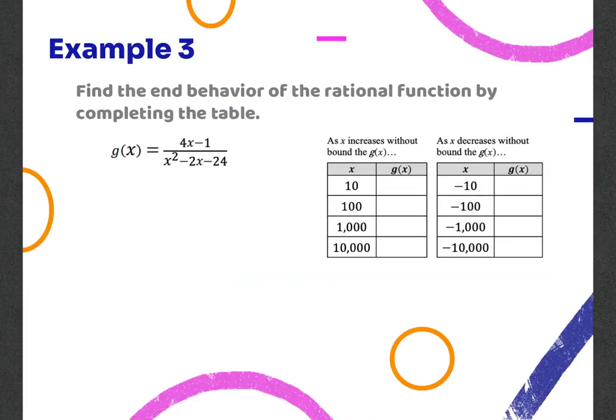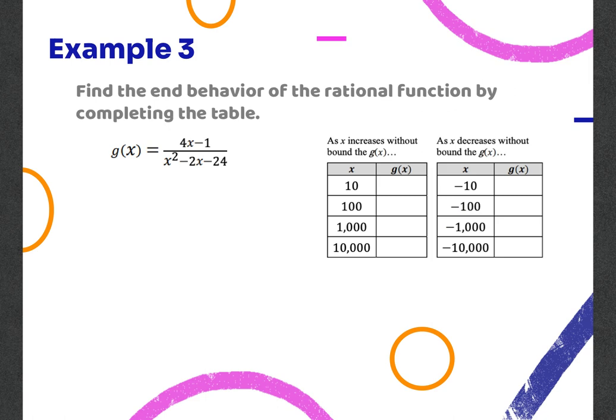All right, example 3, and this is where a calculator comes into play. I'll be honest, this is just a tedious process. Once you understand the full concept, you won't have to do it every time, unless it says fill out the chart, which is this one, or complete the table. It says find the end behavior of the rational function by completing the table, and then it gives you your g of x.